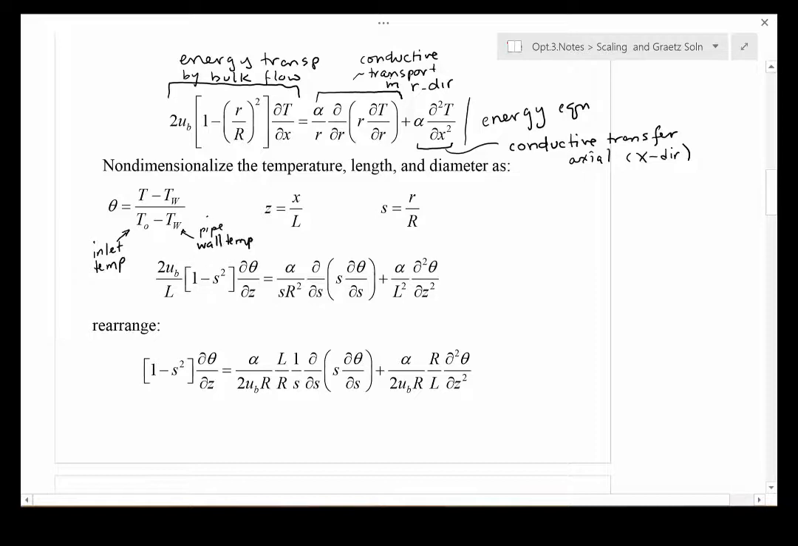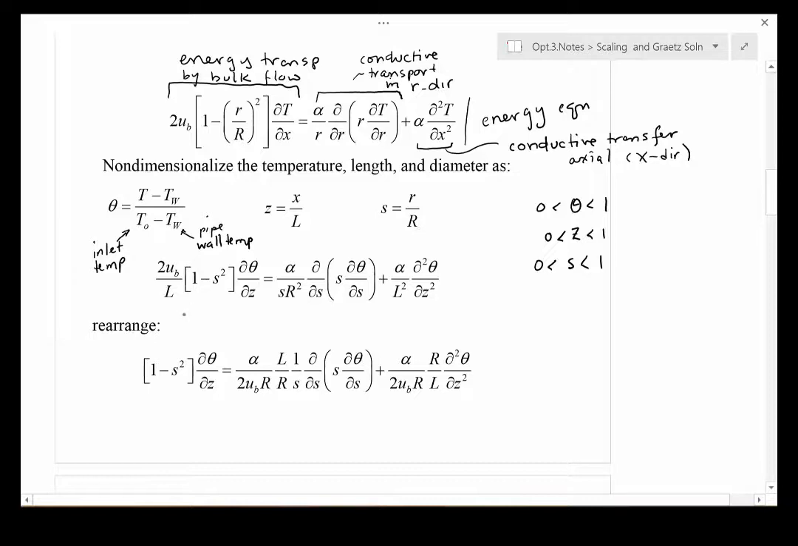As you can see, theta then will be between 0 and 1. We have a pipe, or a tube, of a certain length, and we non-dimensionalize the axial coordinate x by the total length of the tube or pipe, L. So z, again, is also between 0 and 1. Similarly, s, which represents the radial coordinate, is between 0 and 1, and it's non-dimensionalized by the pipe radius.